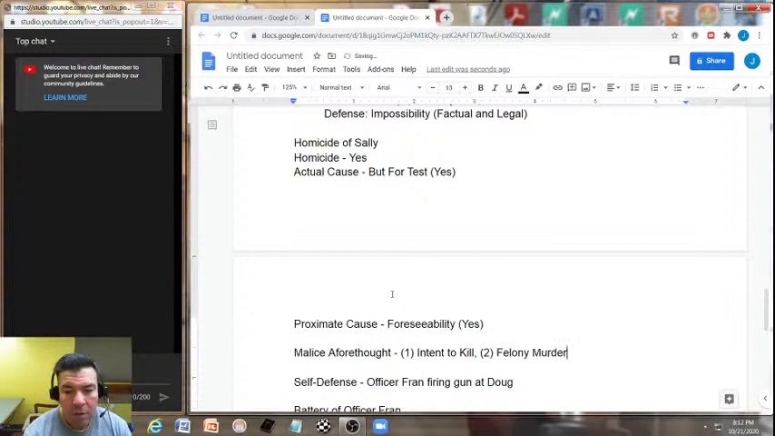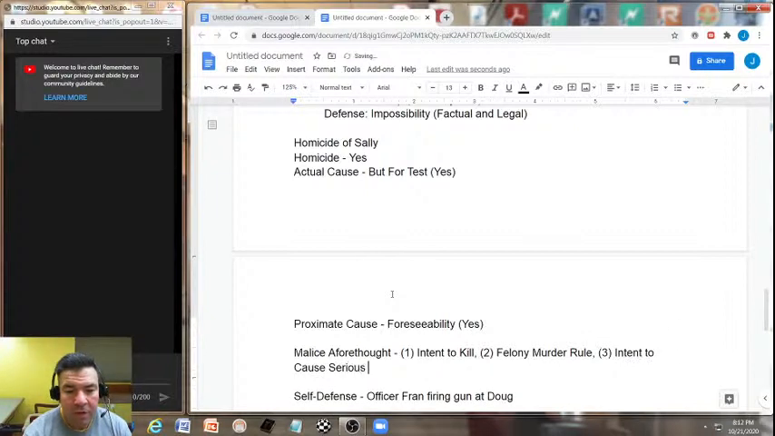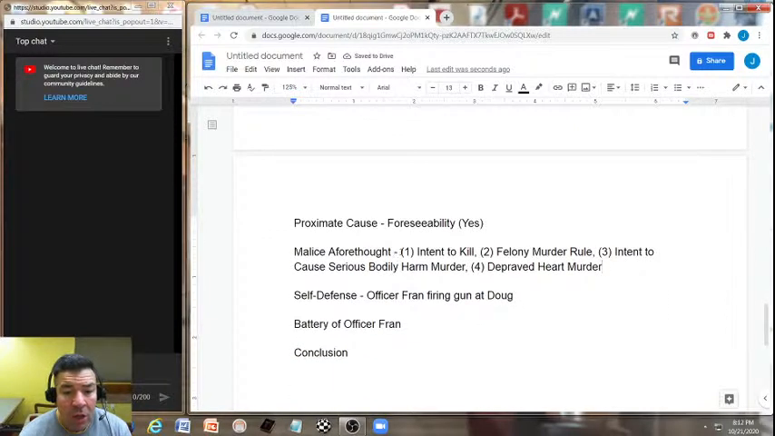Felony murder rule. Intent to cause serious bodily harm, murder, and 4, depraved heart murder. Now, do we have an intent to kill? In other words, did Doug intend to kill Sally? Can it be argued that Doug intended to kill Sally? I don't think there's enough facts to indicate that, and there's not enough facts to indicate it or prove it.